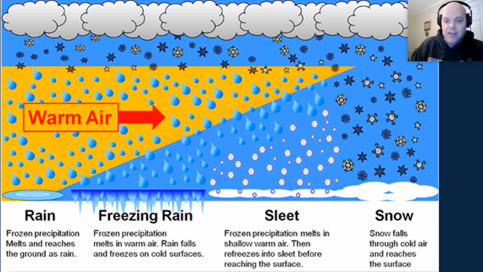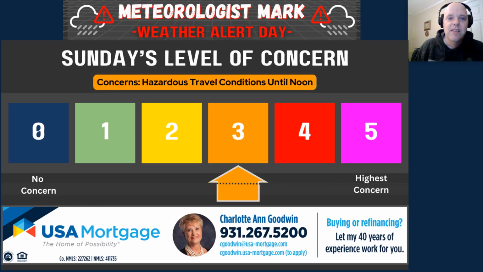So we're going to experience all four of these from Sunday through Monday, at various times and at various intensities. And that's the part of the forecast that we have to really focus on. The level of concern for Sunday will be level 3, for hazardous travel conditions until at least noon. So Sunday will be a meteorologist-marked weather alert day, as will Monday be.